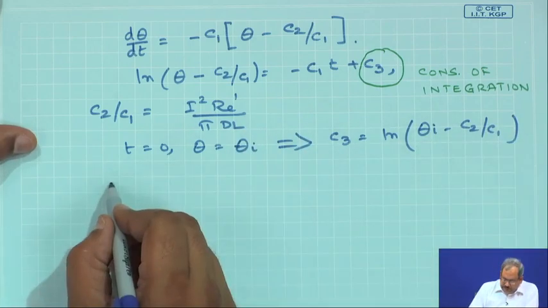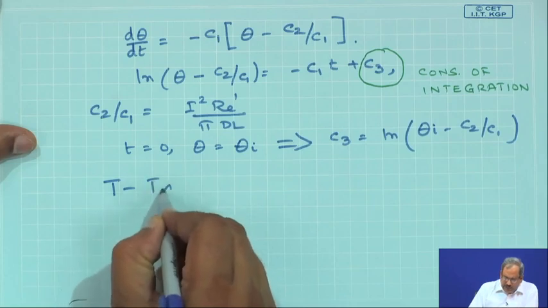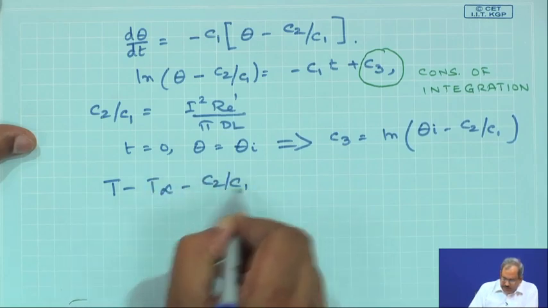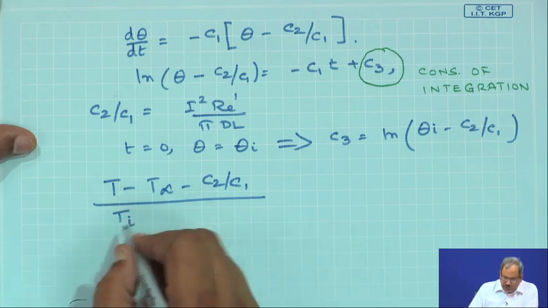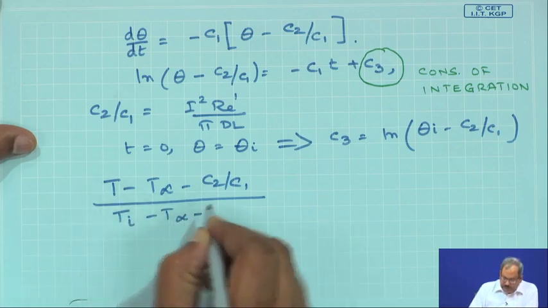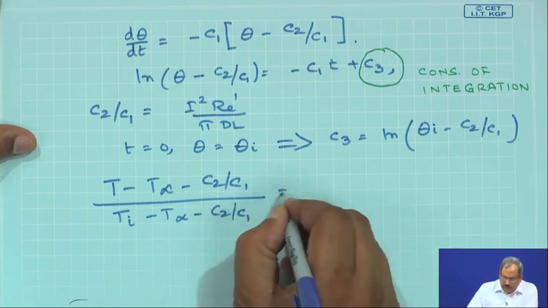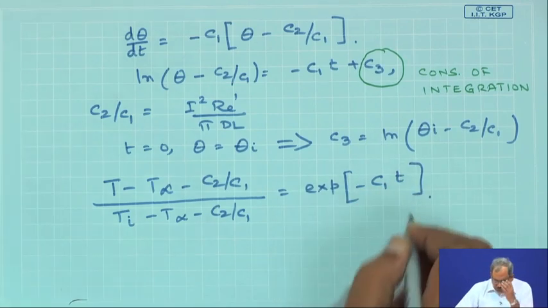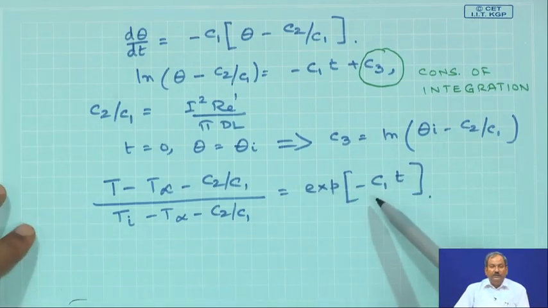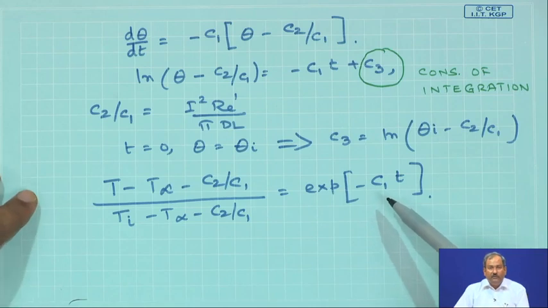So, after everything is said and done, what you get is T minus T infinity minus C 2 by C 1. You should check it on your own to ensure that the numbers are correct. Minus C 2 by C 1 would be equal to exponential minus C 1 t. So, if you look carefully at this equation once again, what you should notice is that we are getting a similar form to what we obtained when we did not have any energy generation.